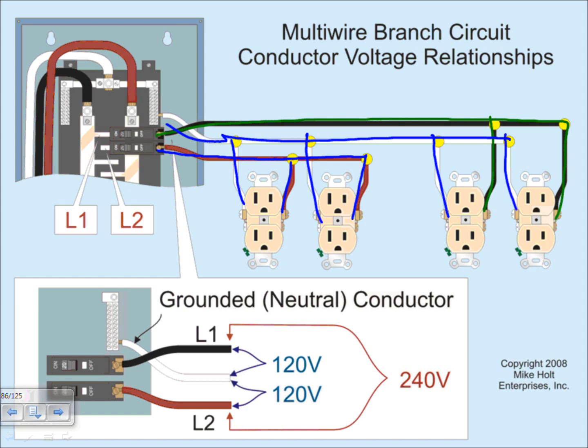A couple of things about the multi-wire branch circuit. You almost always have to come adjacent. This will be 1, 2, 3, 4. If you don't know that, please remember it's always from two adjacent odds or two adjacent evens. Here are the odds on the left, evens on the right. Always. And the voltage between them is 120, 240.